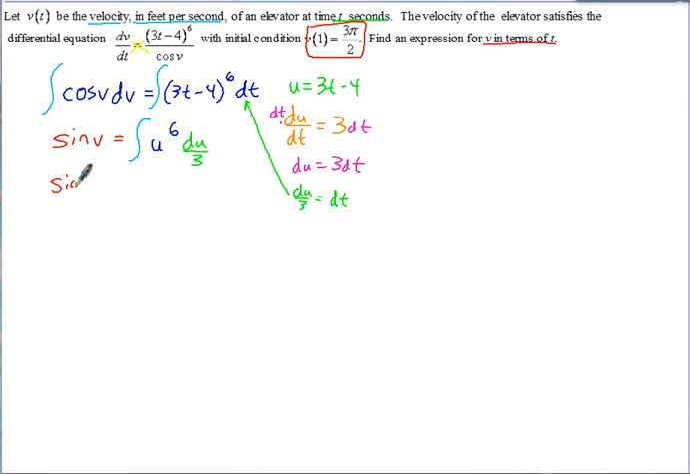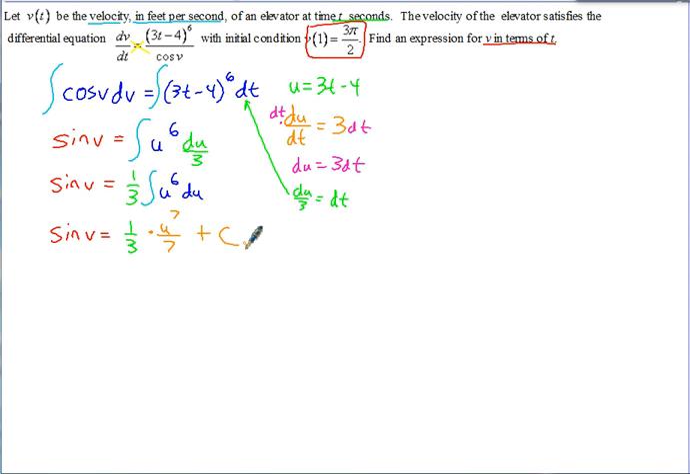So you have the sine of v equals, you can pull the constant of 1/3 out in front, and then all that's left is u to the 6th. So now we turn a more complicated integral into a simple one we can actually integrate. So we have the sine of v equals the 1/3 constant just stays out in front. And then when you integrate u to the 6th, you're using the power rule for integration, you get u to the 7th over 7, and then plus our unknown constant c.